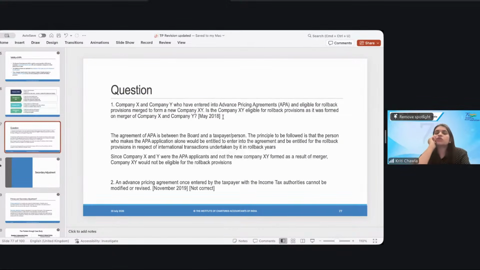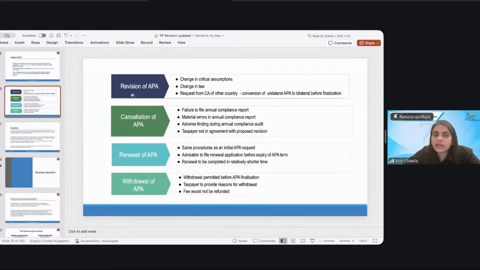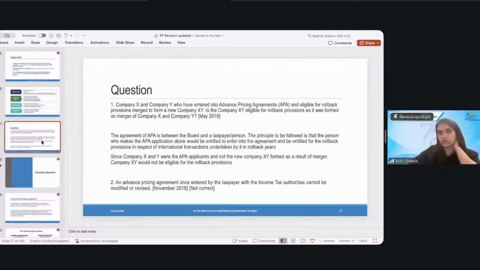The next question was a question from November 2019, and they say that an APA, which is an advance pricing agreement, once entered by the taxpayer with the income tax authorities, cannot be modified or revised. Well, this statement is not correct, because we just discussed how an APA can be modified or revised. There is revision of APA that is provided right here. So this statement is also not correct.